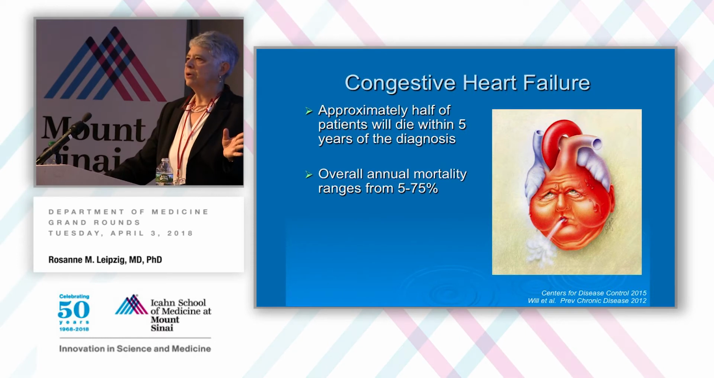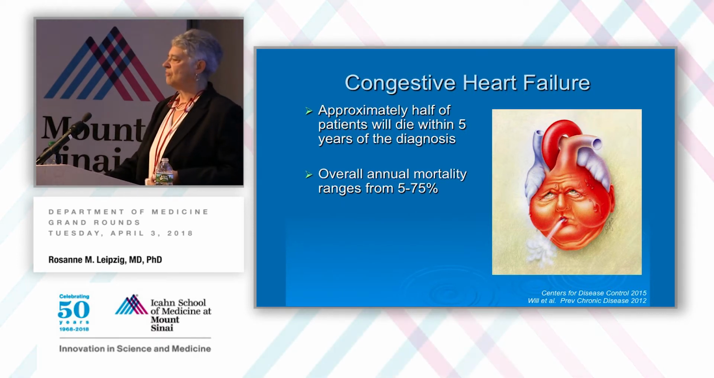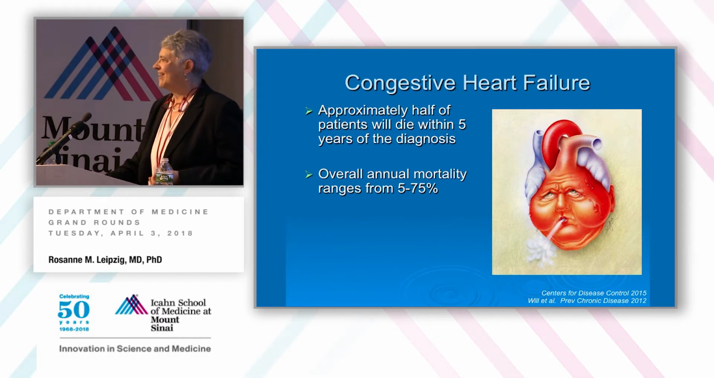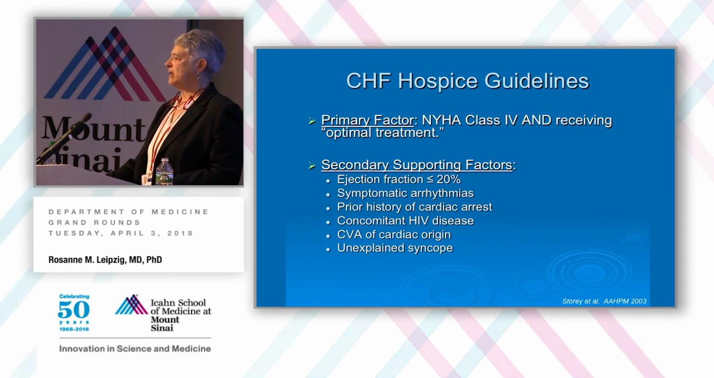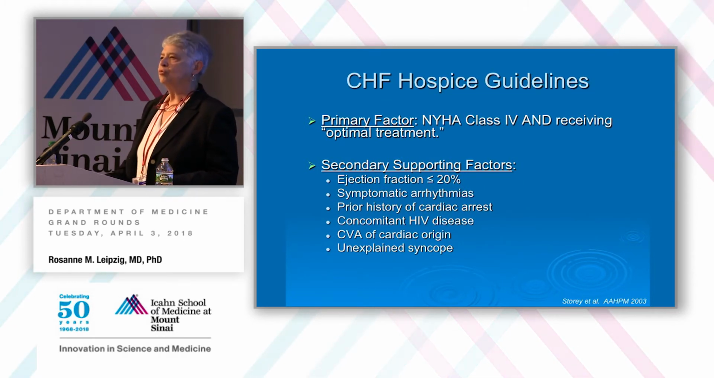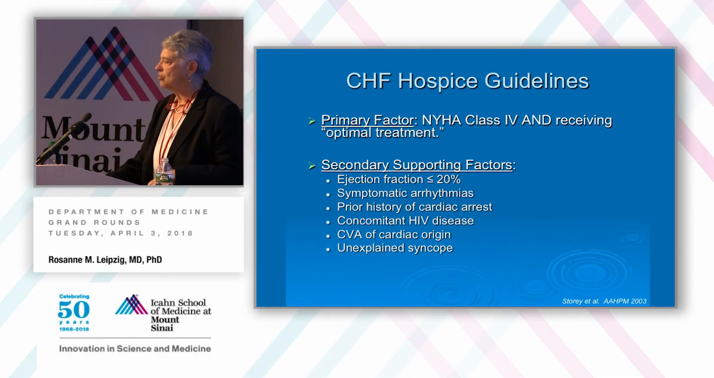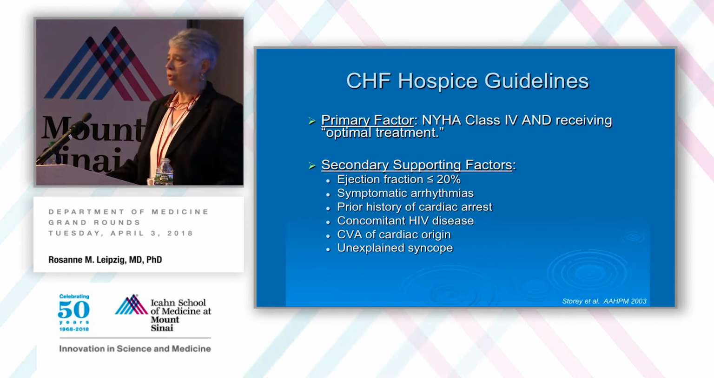Congestive heart failure has a bad prognosis. We all know this. Half of people will die within 5 years, and the annual mortality, depending on the study you look at, is huge. And this is one of Beth Ann Scarborough's little people, okay? So if you look at the hospice guidelines, you have to be class 4 and receiving optimal treatment, and then have some of these supporting factors: ejection fraction low, symptomatic arrhythmias, history of cardiac arrest, concomitant HIV, stroke of cardiac origin, or unexplained syncope, okay?